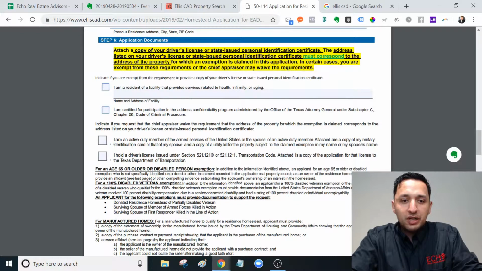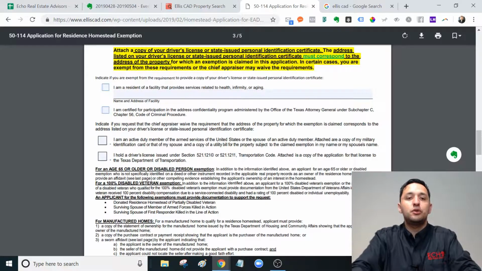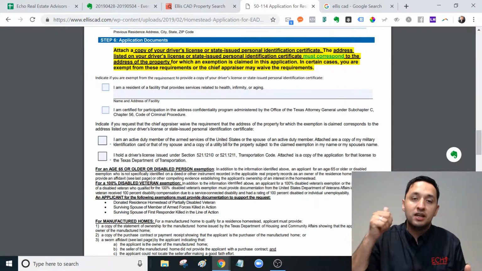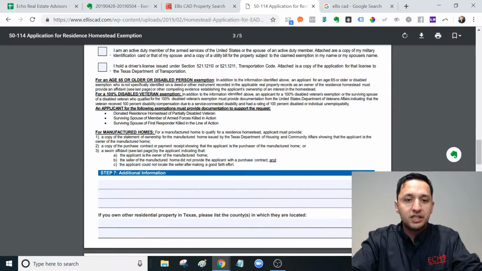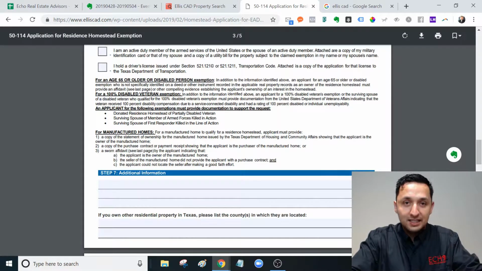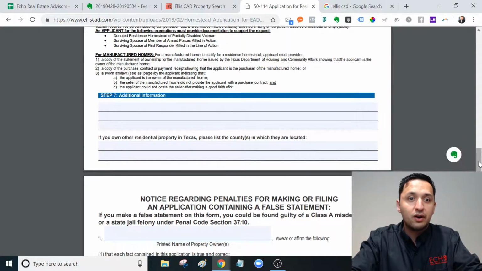Indicate if you request the chief appraiser waive the requirement that the address of the property for which the exemption is claimed corresponds to the address listed on your driver's license or state-issued personal identification certificate. So if you're an active duty member of the armed services, or I hold a driver's license issued in section X, Y, and Z. So these four questions have to do with waiving the requirement of the driver's license address matching the property address for the homestead exemption. And then it goes into some additional information of what you would need to provide for proof or documentation to be eligible for the other exemptions. Again, this is an application, so you do need to provide as much information as they're asking for that you have on hand.